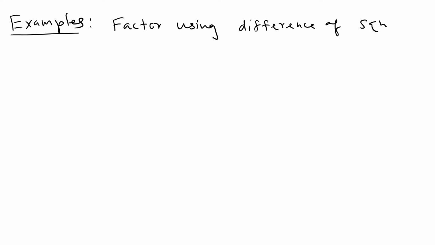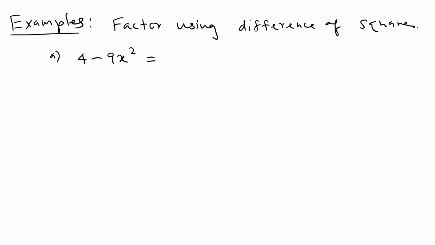So let's focus on the first type. The first type is factor using difference of squares. So let's look at these problems. Let's say the first one is 4 − 9x². When you get something like that, you can see that it doesn't look like a difference of squares formula. So what we're going to do is bring this to the form.